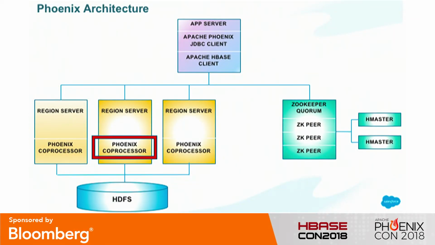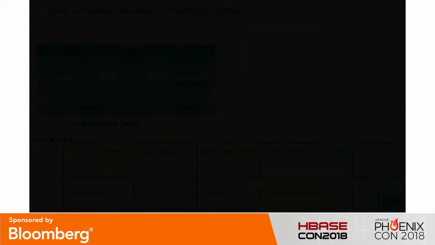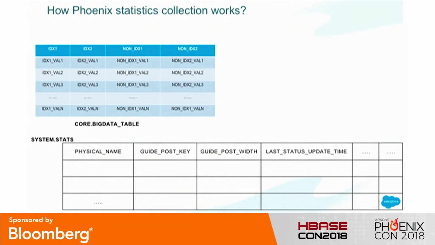Phoenix architecture, a lot of you would be familiar with this architecture. In this talk, we'll cover how Phoenix statistics is incorporated at each level, that is, at the server level, then how it interacts at the client level, and finally at the application level. So let's start with Phoenix stats collection, how it works at the region server or the Phoenix coprocessor level.